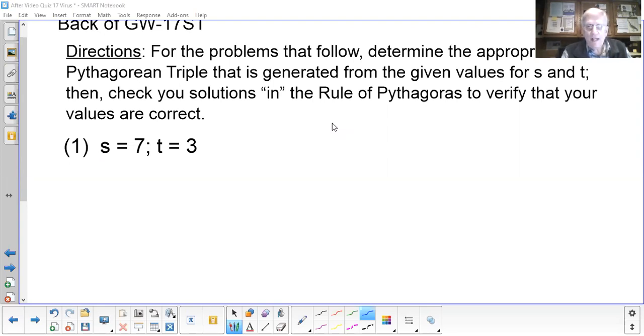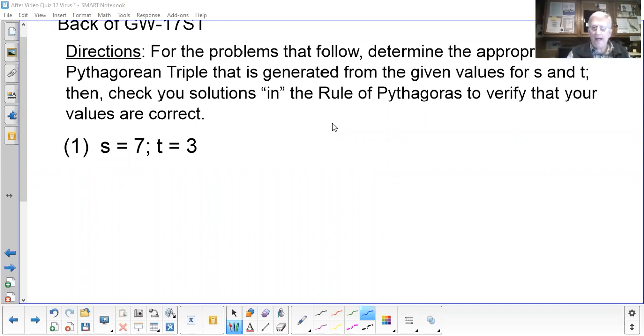S always has to be greater than T to make this work out nicely. So you don't want T and S to be reversed. As far as you don't want T to be larger than S, because you'll get into negative numbers, and we don't want to get into negative numbers. So always pick S greater than T and make sure they do not have any common factors.